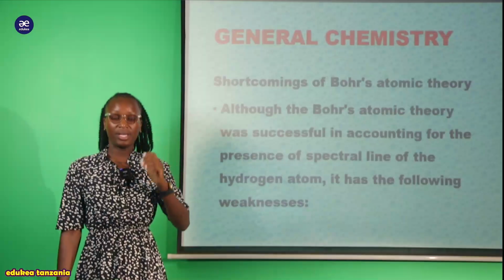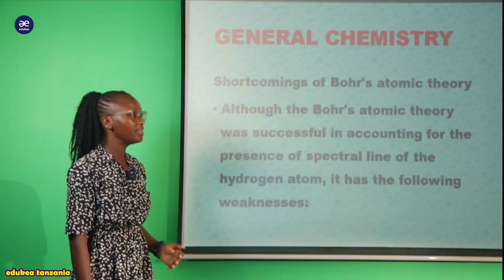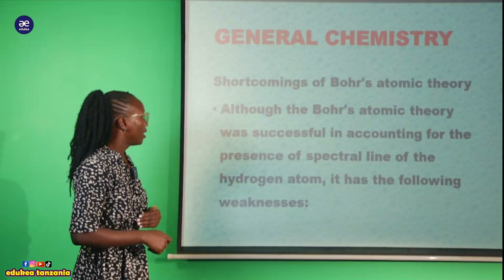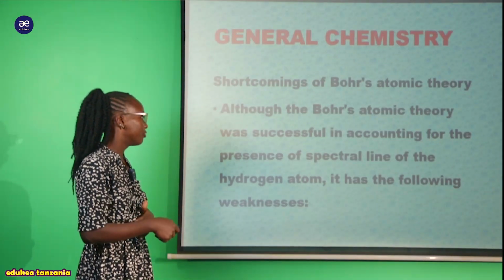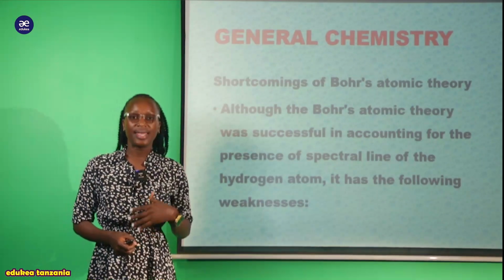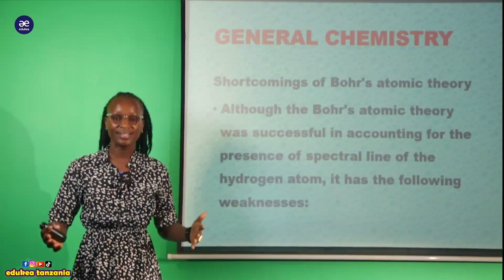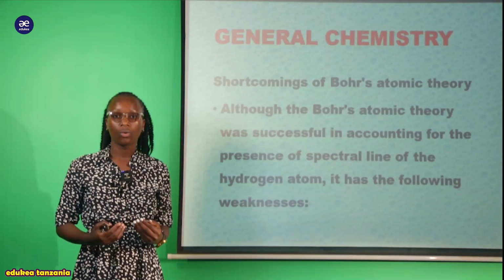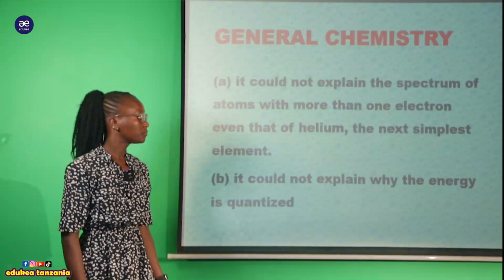Now let us see the shortcomings. Hizo zilikuwa ni assumptions. Shortcomings of Bohr. Shortcoming means that we are looking at the limitations, madhaifu, weaknesses of this scientist. Sasa, although Bohr's atomic theory was successful in accounting for the presence of the spectral lines of the hydrogen atom, it had the following weaknesses. Yeye aliweza kustadi kuhusiana na hydrogen, akaja na hiyo kind of spectral line, kind of photons, kind of energy, size, fixed orbit and so forth. Lakini kuna madhaifu yake ambayo alishindwa kuwa na idea na hizo concepts. So let us see those shortcomings.